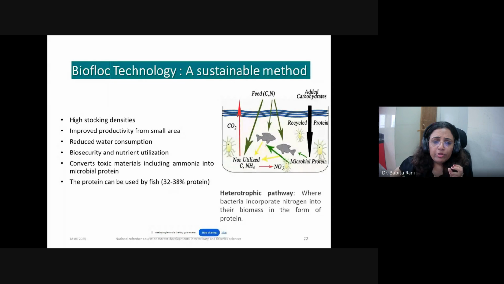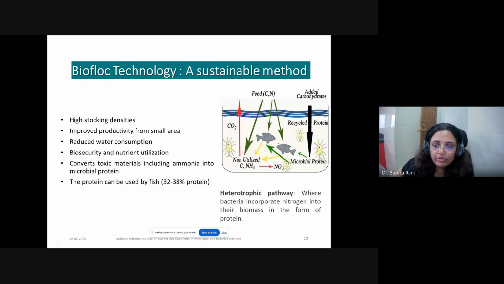What will happen? These microbes will convert the toxic materials, including ammonia, into microbial protein. When we evaluate this microbial protein, it has 32 to 38% protein. You all know that 32 to 38% protein is a good protein source. Partially, it can replace nicely the protein requirement from fish meal. So in the water itself, they are recycling the water using the toxic metabolites. At the same time, they are producing protein in their body, so that the fish can consume it also.